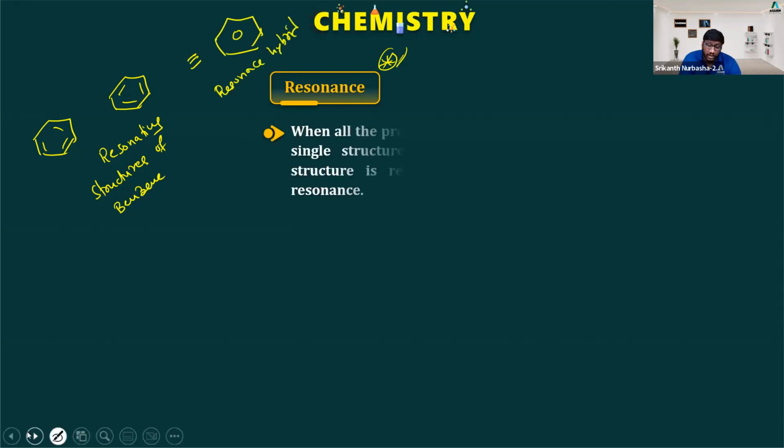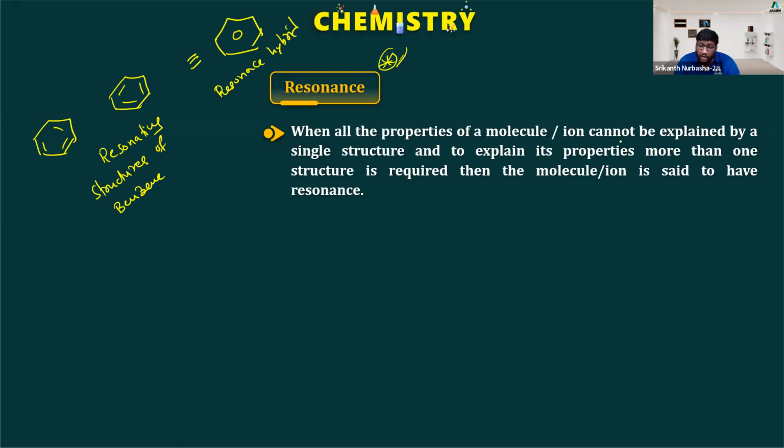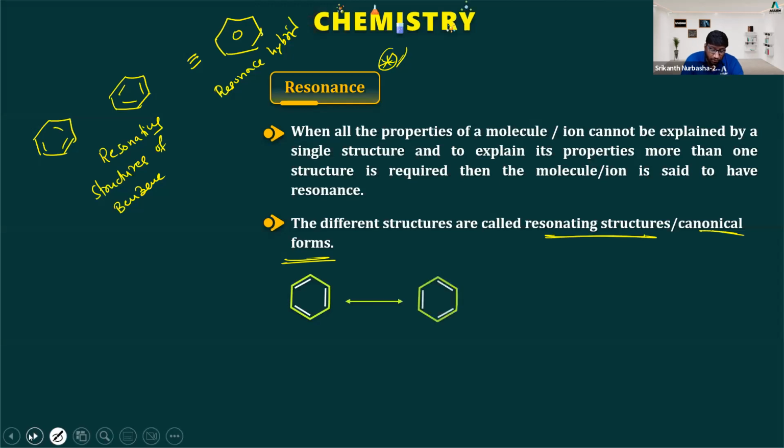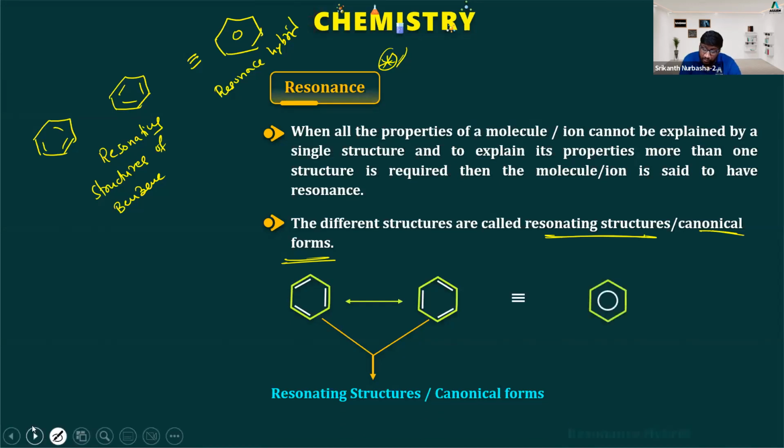Yes or no? When all the properties of a molecular ion cannot be explained by a single structure, and to explain its properties more than one structure is required, then the molecular ion is said to have resonance. The different structures are called resonating structures or canonical forms. Same example, benzene: if you try to give the representation of benzene, we have these two structures. These are nothing but resonating structures, and this is nothing but your resonance hybrid.